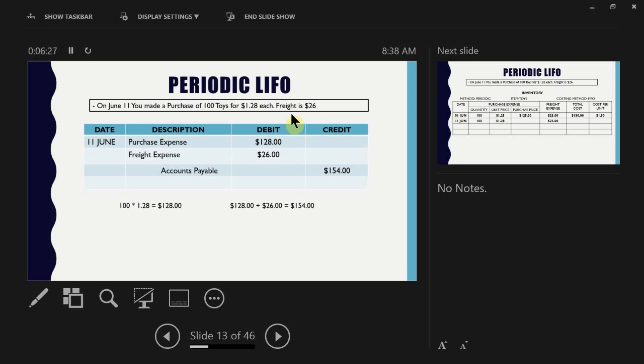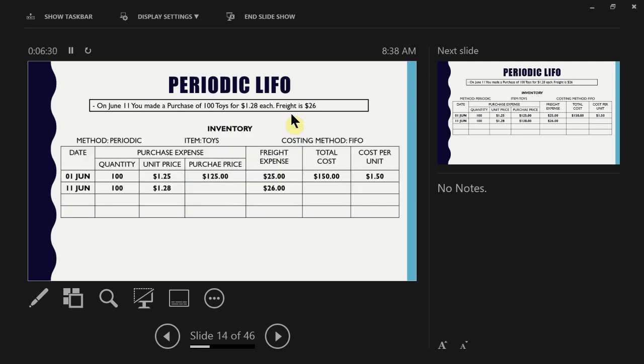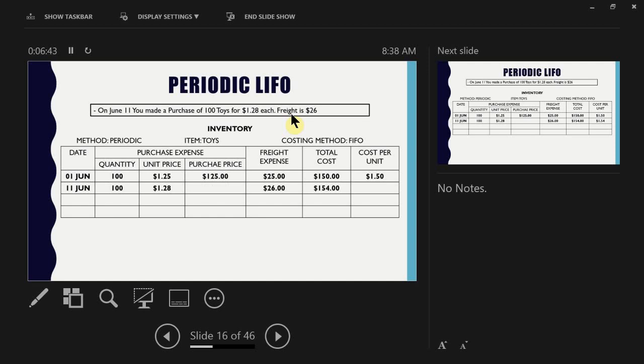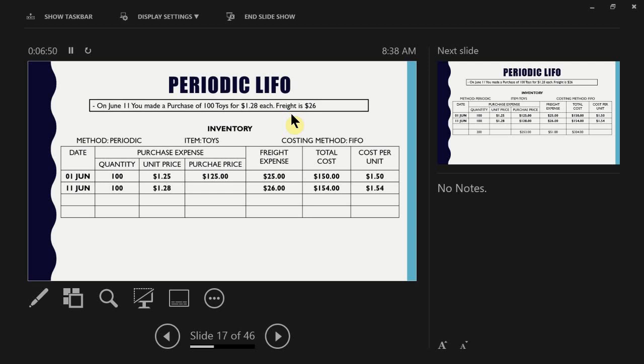Same thing here. Now we're actually going to plug it into our inventory worksheet. So again, we have 100 items for $1.28, giving you $1.28 plus 26, which should give you 156. And then the 156 divided by the 100 items, you should get $1.56.